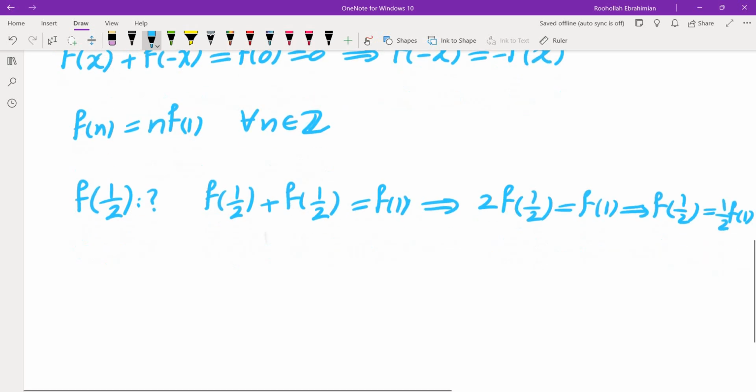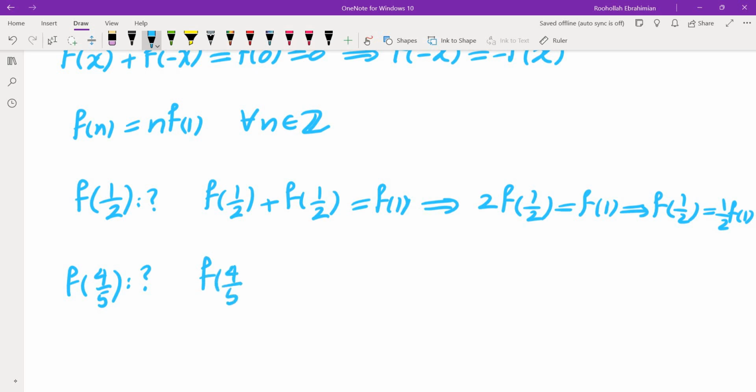So that's good. How about if I want to find f of, let's say, 4/5? How would I evaluate that? Well, you can do this same kind of thing. f of 4/5 plus 4/5 five times, plus 4/5 plus 4/5 plus 4/5. So that's 5 times f of 4/5.